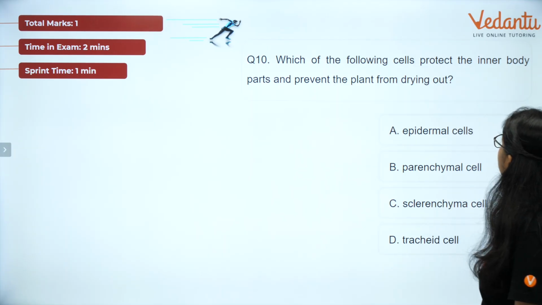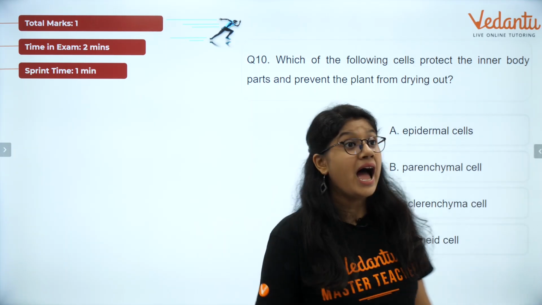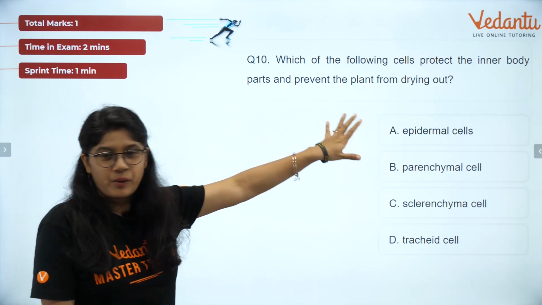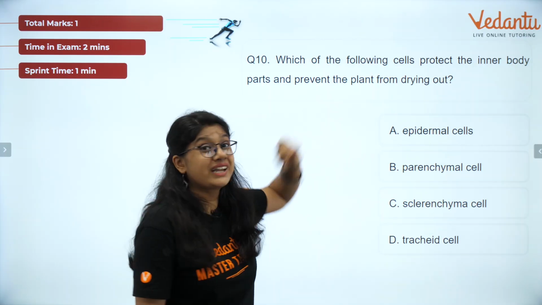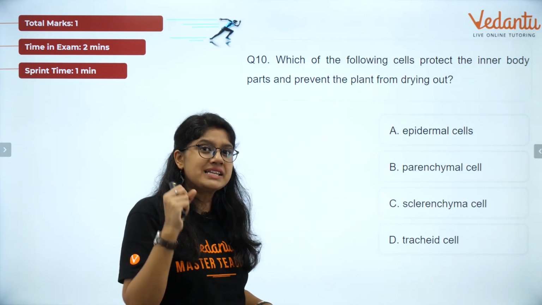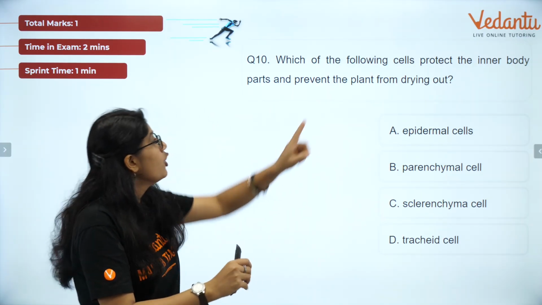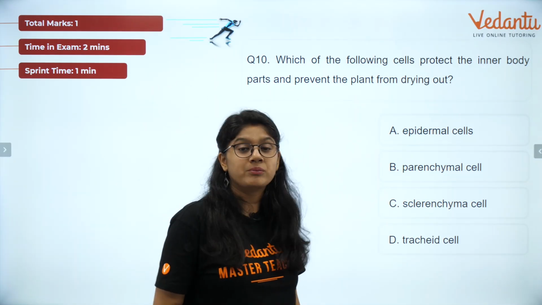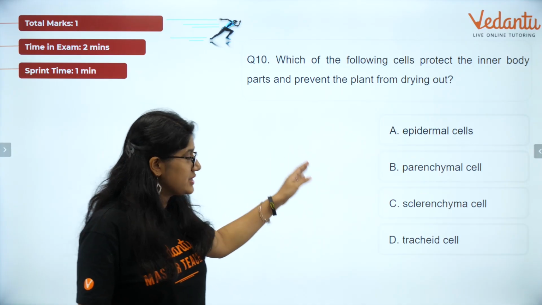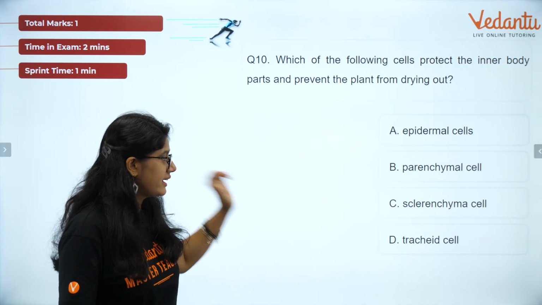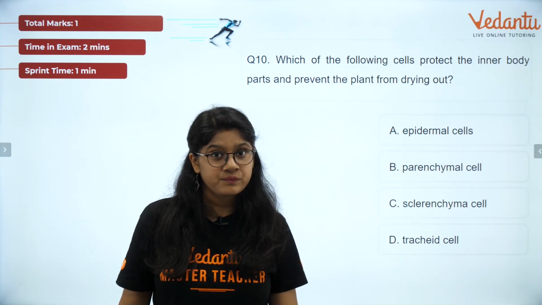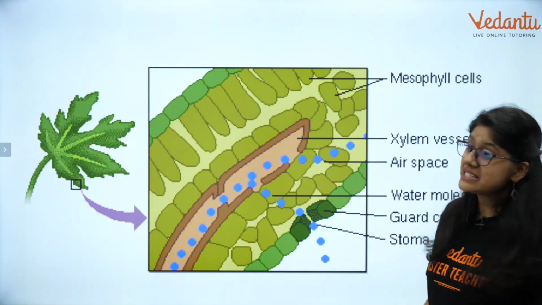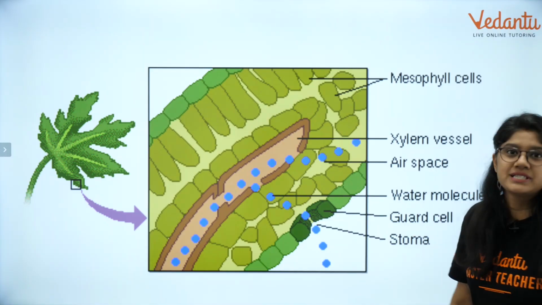Which of the following cells protects the inner body part and prevents the plants from drying out? Read the question again, everyone. Which of the following cells protects the inner body? So which cell is protecting the inner body of the plant, and of course preventing it from drying? The options are epidermal cells, parenchymal cells, sclerenchyma cells, or the tracheid cells. Anyone knows the right answer? Let's see over here. The right answer is the epidermal cells.